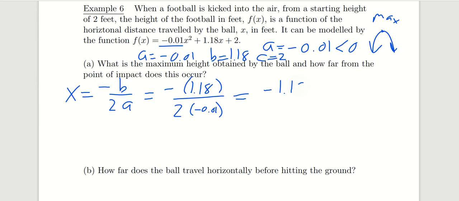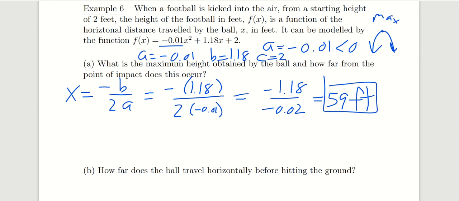This is negative 1.18 divided by negative 0.02. If we work out that value, we should get 59. Keep in mind that this is a real-world problem, so these should have units with it. That's going to be 59 feet. Okay, so the ball reaches its maximum height at a distance of 59 feet from where it was kicked.